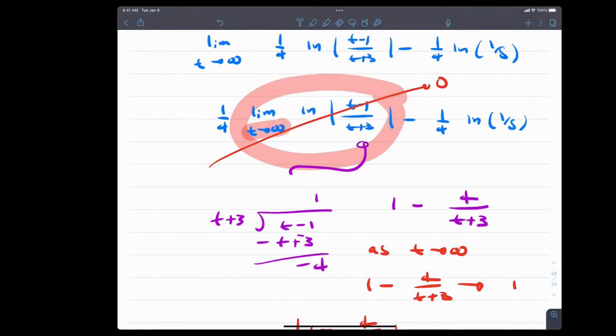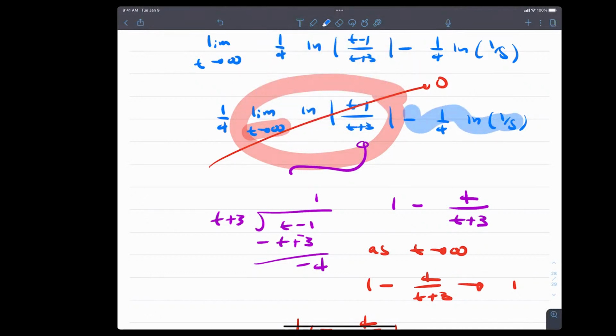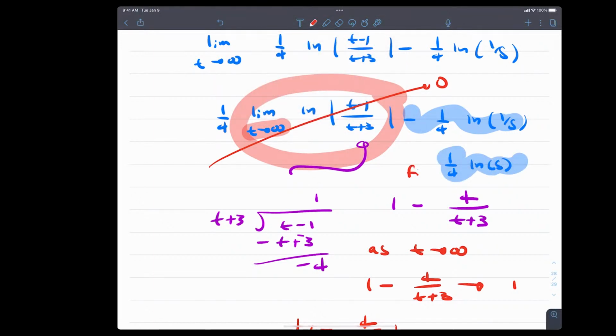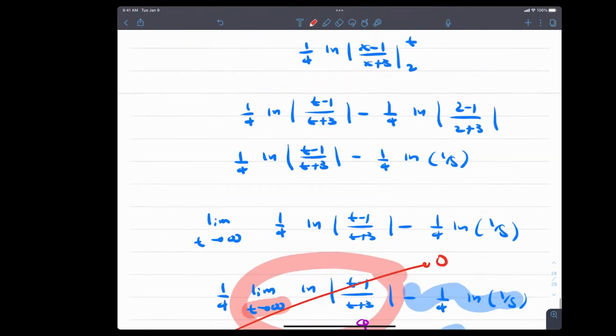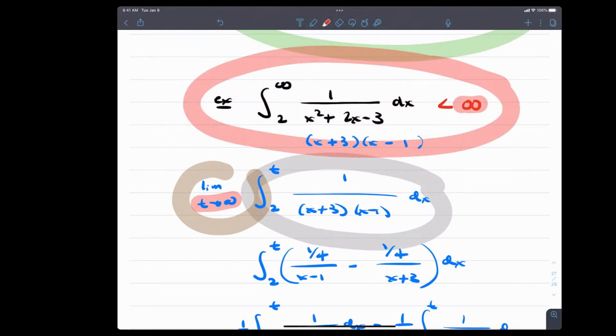And this means the answer is minus 1/4 times the natural log of 1/5, which is really 1/4 natural log of 5, if I use properties of limits. This is a nice finite number. This is convergence. So this thing converges. You could put symbolically less than infinity. You got convergence.